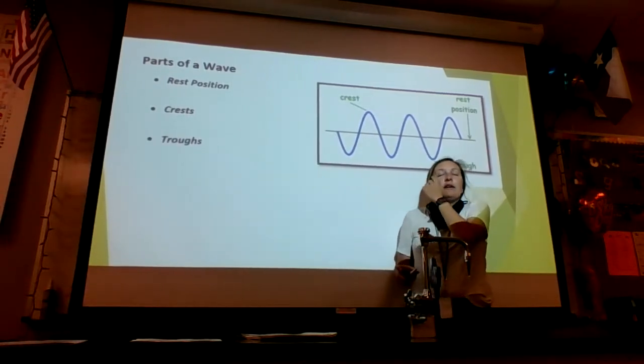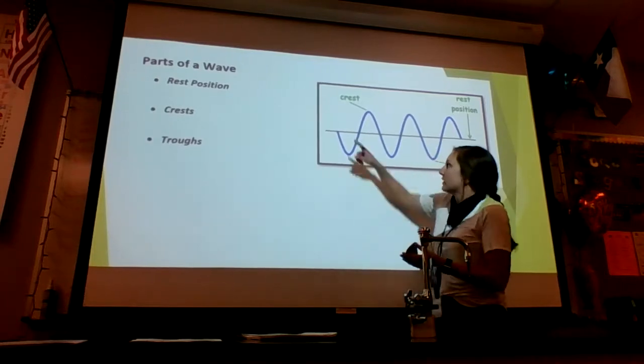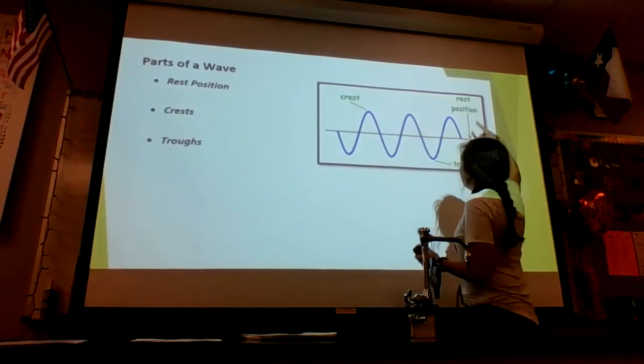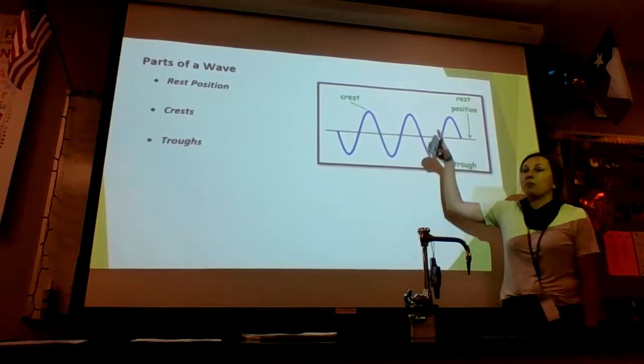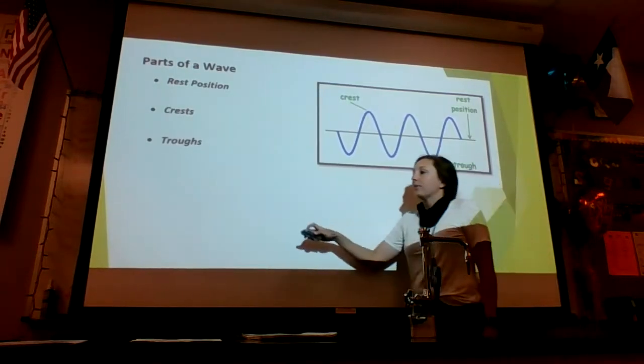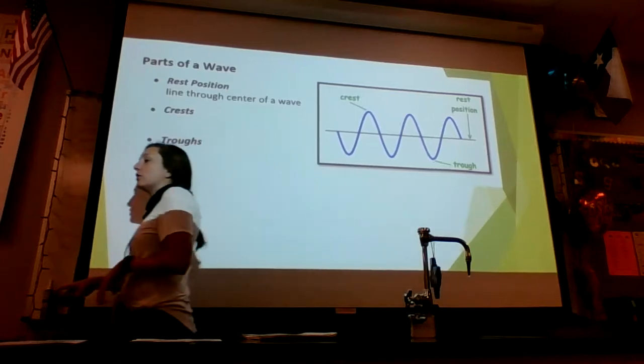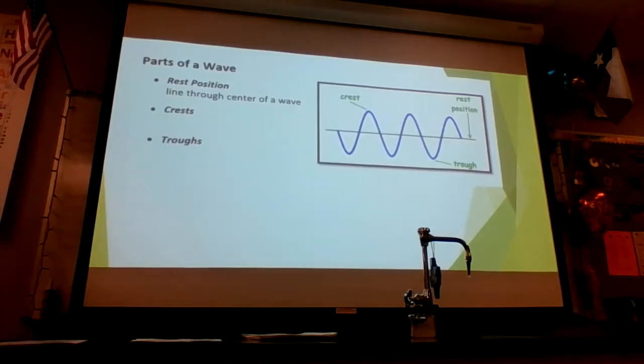Okay? If we go back to our 2 types of waves, what type of wave is this? That's a transverse wave, okay? Because it has the ups and downs. All right, rest position, that line that goes through the middle, that's the exact definition. Line through the center of a wave. That easy.